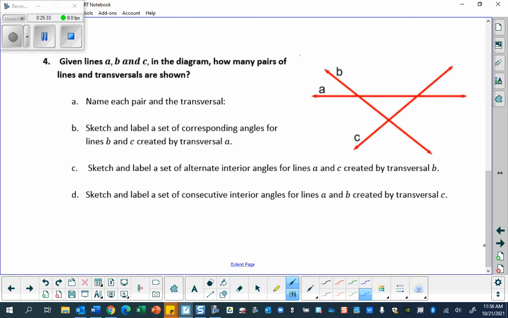This one was a tricky one. If you have a transversal that switches each time, it creates different angles within those angle measures. Will your partners please discuss B and C and D of this? Tell me what you got for your homework. Your mark is set, go.